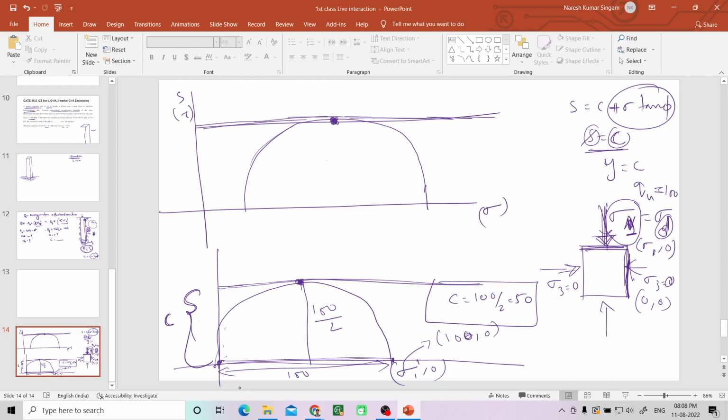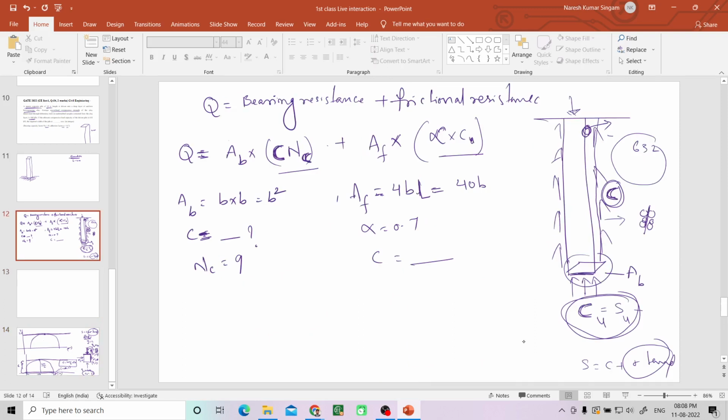It is simply, if somebody is saying Q equal to 100, you simply say C equal to 50, just half. No need to remember all this. Of course you have to know the concept, but directly you make it half if it is only unconfined compressive strength. So now you have the value of 50.